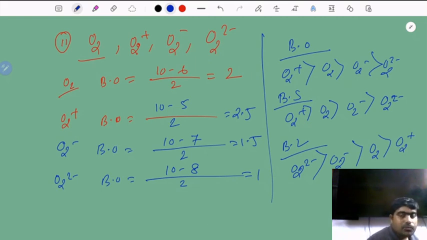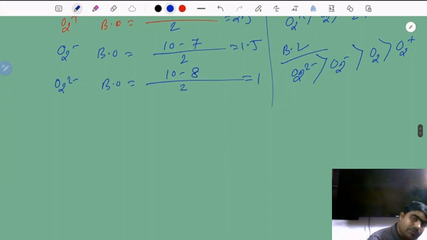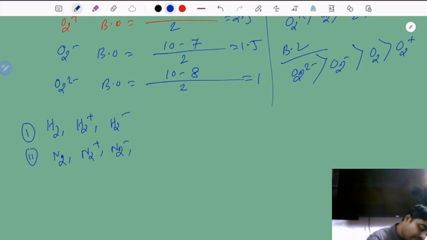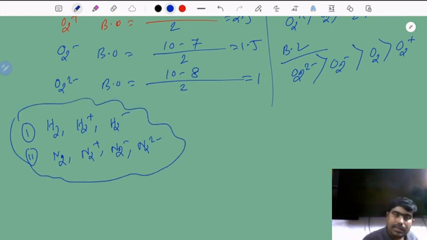So these two types of questions will come in the exam, and you have to arrange them. Similarly, you can do this for others. Suppose H2 plus and H2 minus; this is one question. For the second question, you can do N2 plus, N2 minus and N2 2 minus. You have to solve these two questions and their order. After you solve these two questions, you can text me or leave a message. This is your homework.